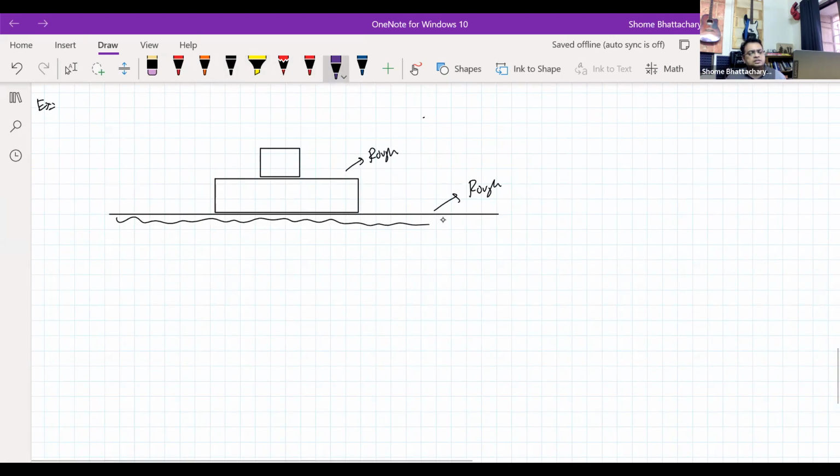And in this example, let's say this is mass M1, this is mass M2. This surface has coefficient of friction mu1, and this surface has coefficient of friction mu2. Now the system is initially at rest when we start applying a force F. So let's take some values.